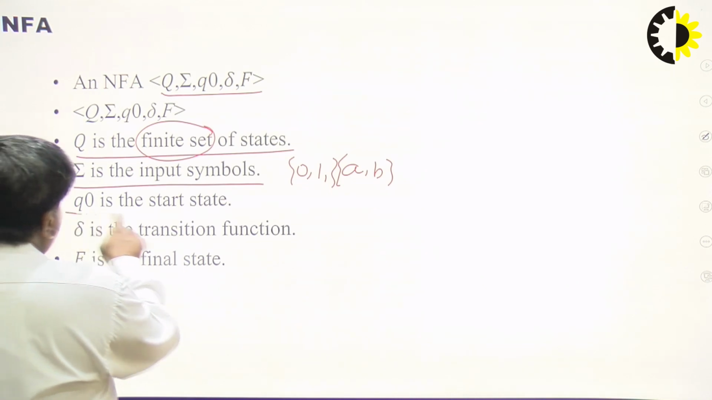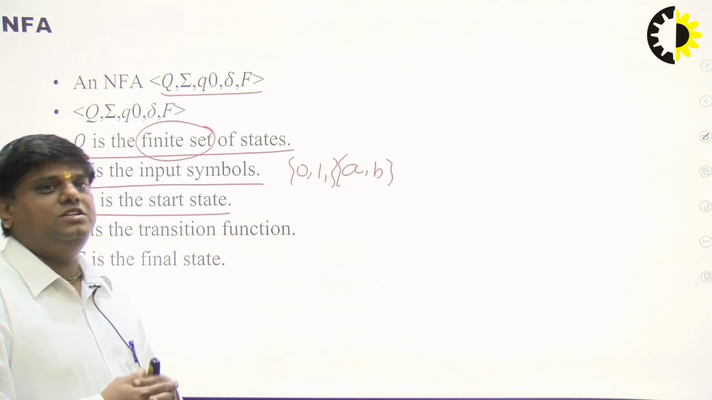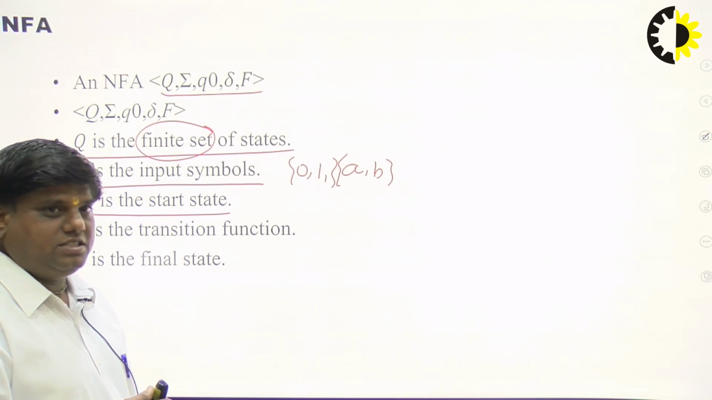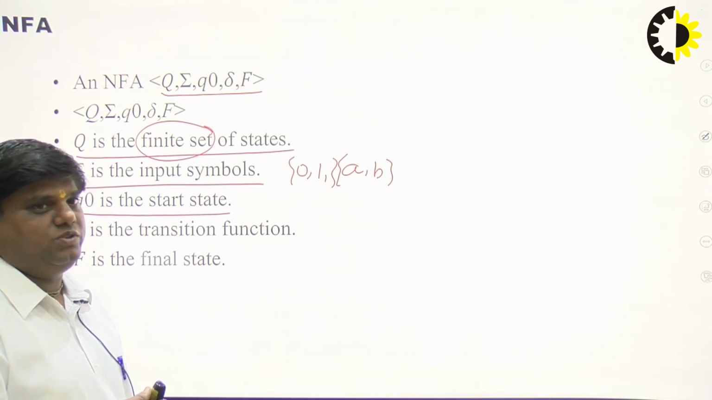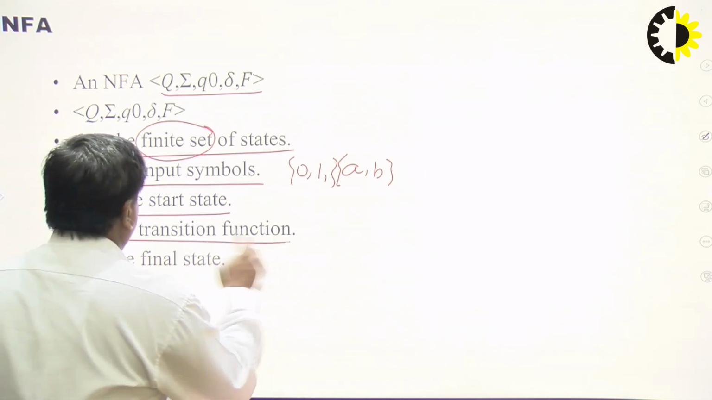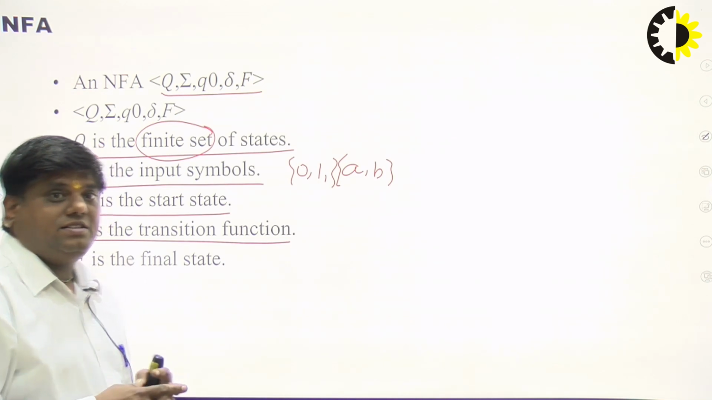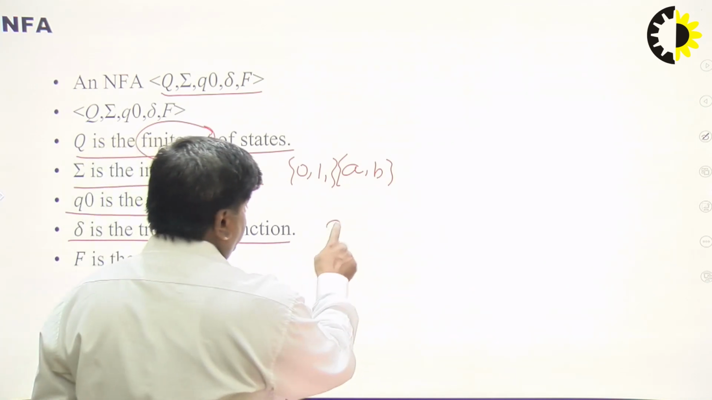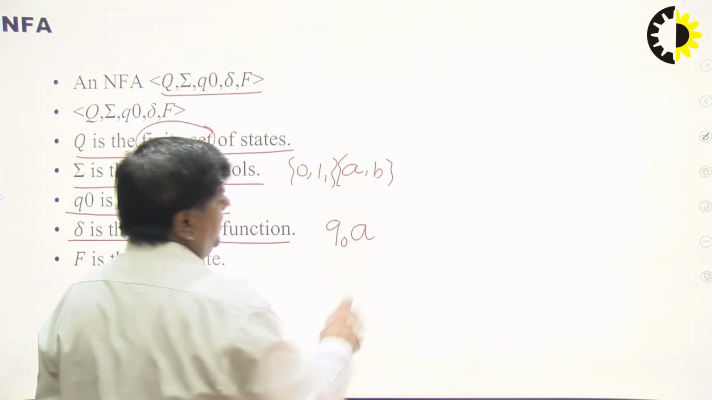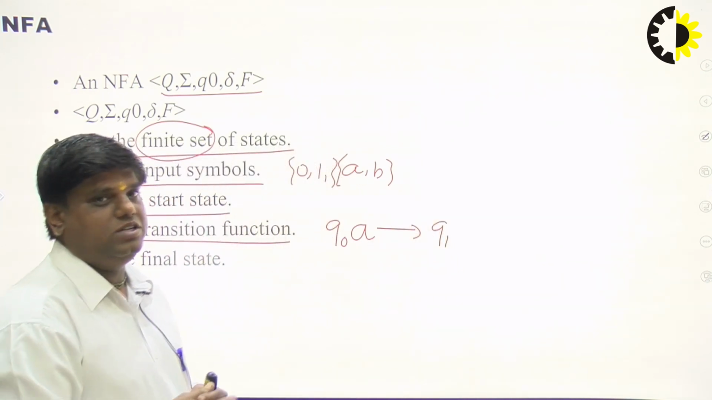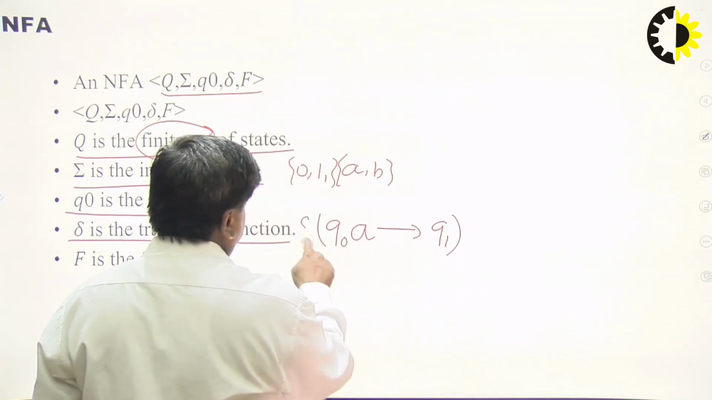Now, the third part of the definition of the non-deterministic finite automata is Q naught. Q naught is a subset of the capital Q. It is known as the starting state or the initial state of the non-deterministic finite automata. Now, this one is important: the transition function. In the transition function of the NFA, if from any state Q with the help of any input the machine moves to Q1, that is known as the transition function of the NFA.